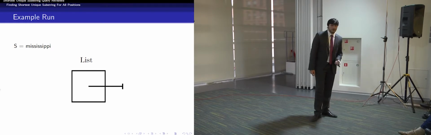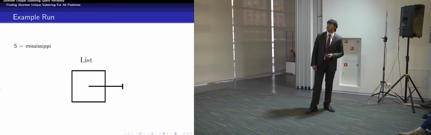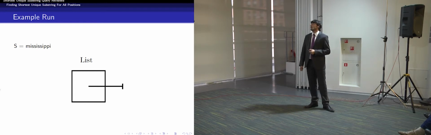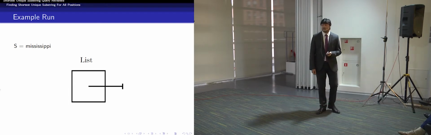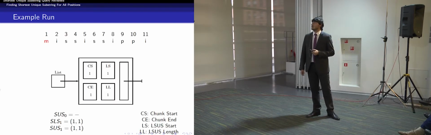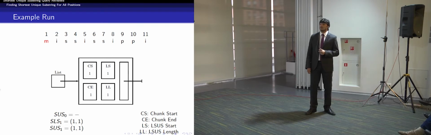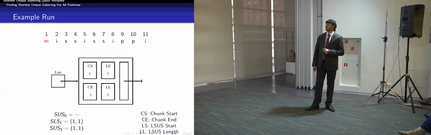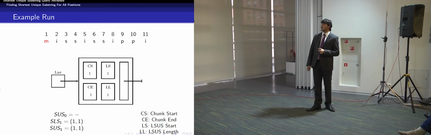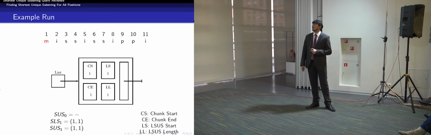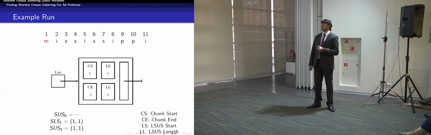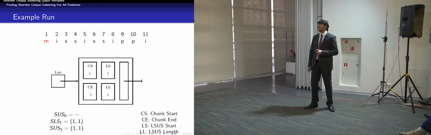Now, an example run of our algorithm for better understanding. We start with the string Mississippi again. We have an empty list of candidates. At first, we calculate the LSAS 1 from the LCP and rank array. It's M, so we create a new node with the chunk starting from position 1 and ending in position 1. Its candidate starts from position 1 and has length 1.